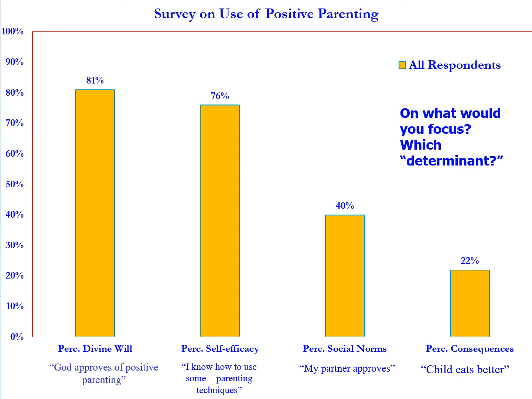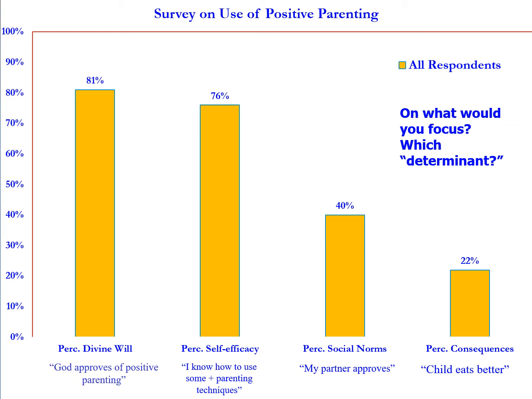Let me explain why this comparison of doers and non-doers is critical in understanding what will help people to change. Let's say that you do a survey of caregivers in a World Vision area program or a collection of APs, and you ask them questions to get at why some parents use positive parenting and others don't. You explain positive parenting and then ask them if God approves of positive parenting, and 81% say yes. This is assessing one of the determinants, perceived divine will. To assess perceived self-efficacy, you ask if they know how to use some positive parenting techniques, and 76% say yes, they do, the second bar.